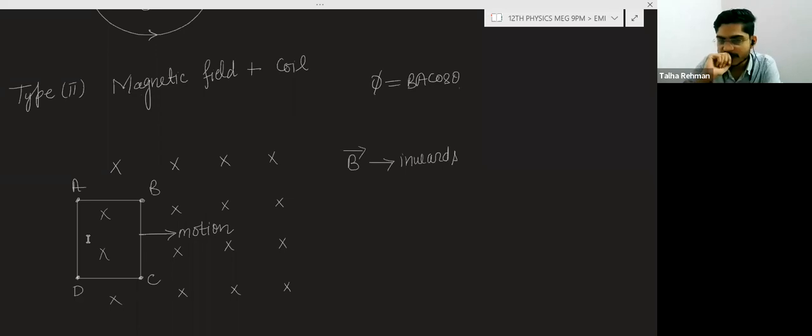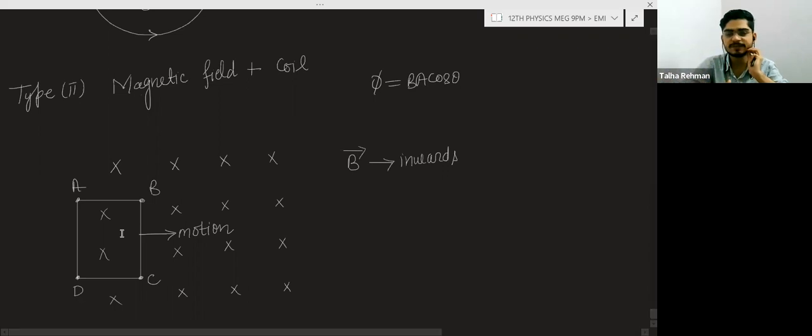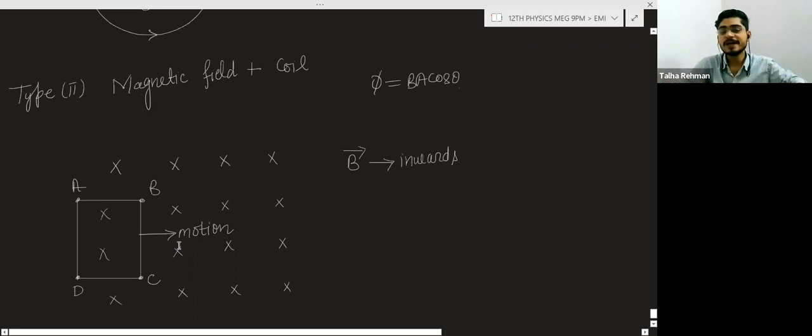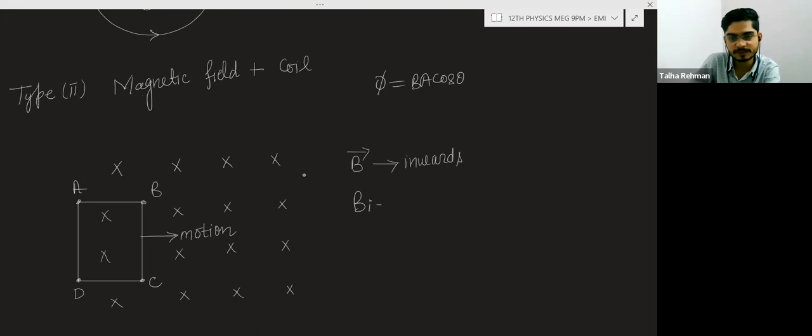First thing. Now, the induced current will be induced in the coil in such a way that it will oppose the change in the flux. Okay. So here the flux linked with the coil is increasing, so the induced current will try to decrease the flux linked with the coil. So that induced current will induce a magnetic field in the opposite direction of the given magnetic field. Okay. So here your induced magnetic field, you can say B_i, the induced magnetic field, will be outwards.